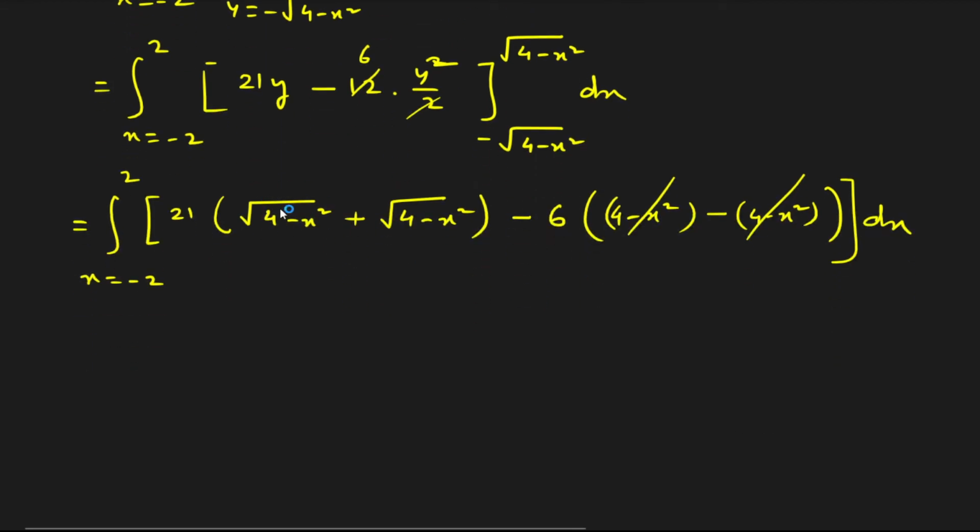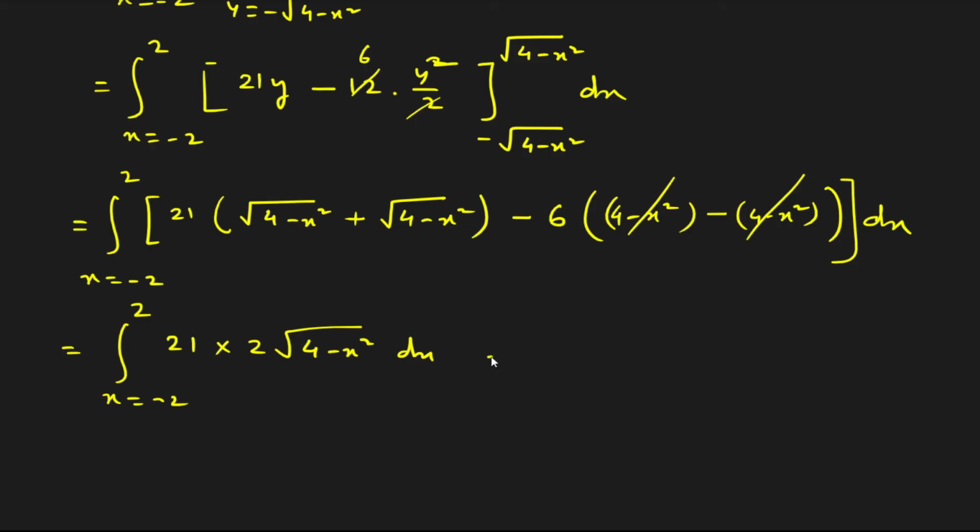So what we have now? Two similar kind of terms, no? Root over 4 minus x square, again root over 4 minus x square. So integration x equals minus 2 to 2, 21, then 2 into root over 4 minus x square dx. So 42 is constant, so let me take it outside. Then root over 4 minus x square dx.